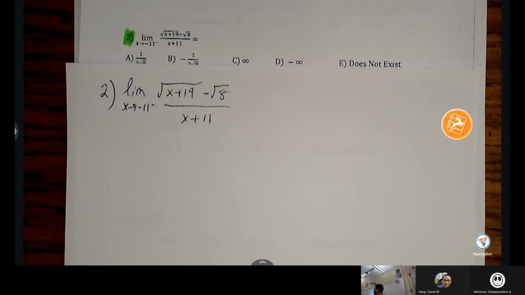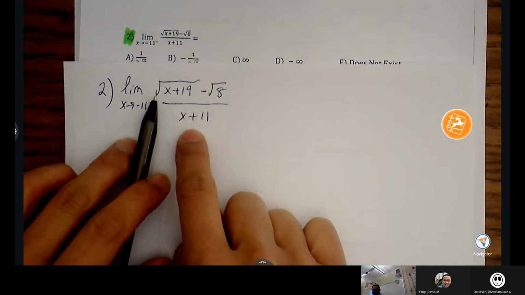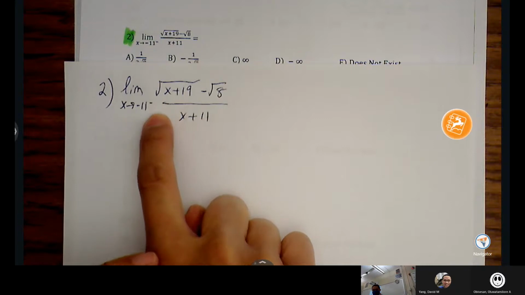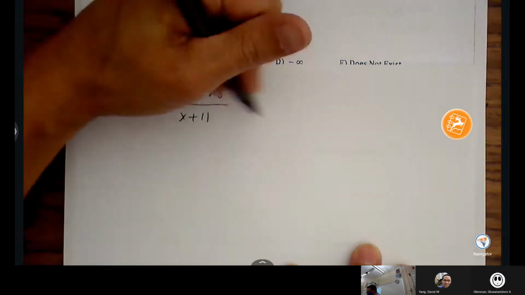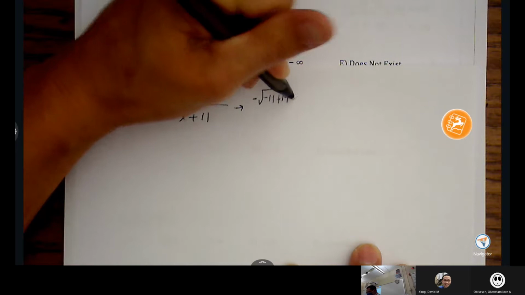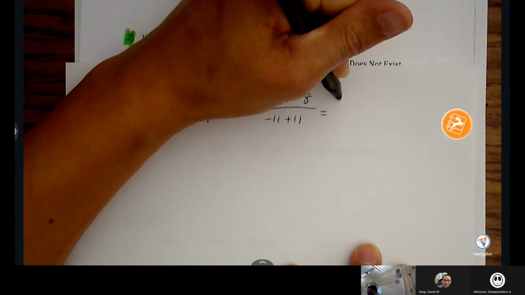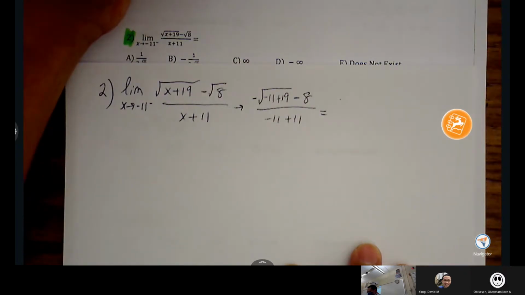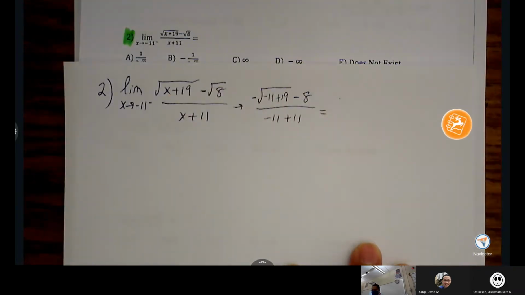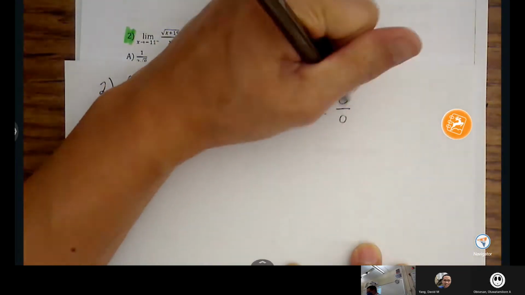All right, it's our first step. Good, right. So go ahead and substitute that x. Ignore the one-sided limit. Don't get distracted by that. There's no decimals, at least not yet, right? So plug that negative 11 in. So I get root 8 minus root 8 over negative 11 plus 11, so 0 over 0.